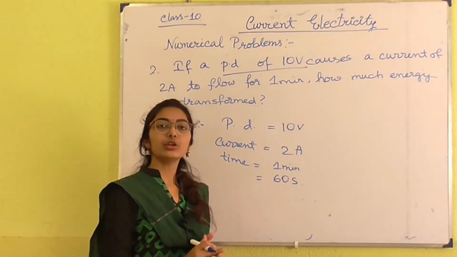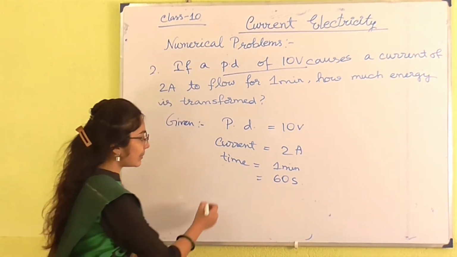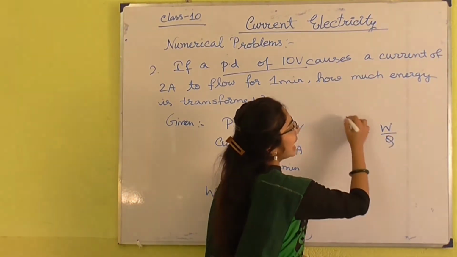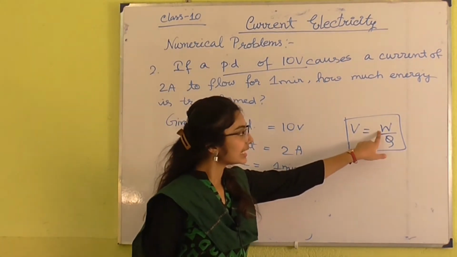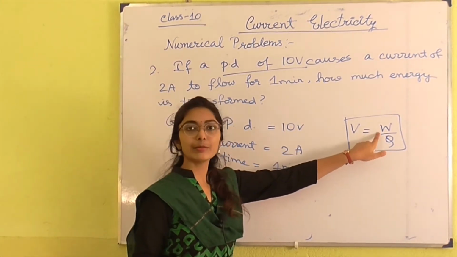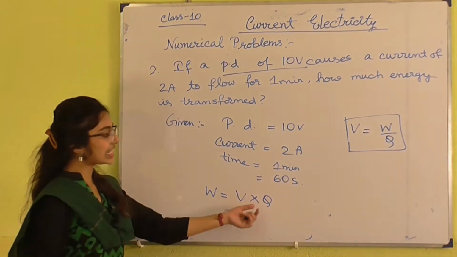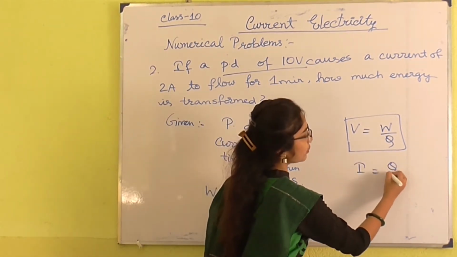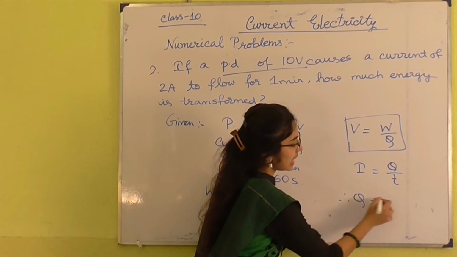As we know, the amount of energy depends on V and the amount of charge. We learned that V is electric potential, meaning the amount of energy per unit charge. We have to find W. So W is basically V into Q. Here Q is not given, I and T are given. As we know that current I means Q by T, I need Q. So Q is basically I into T.